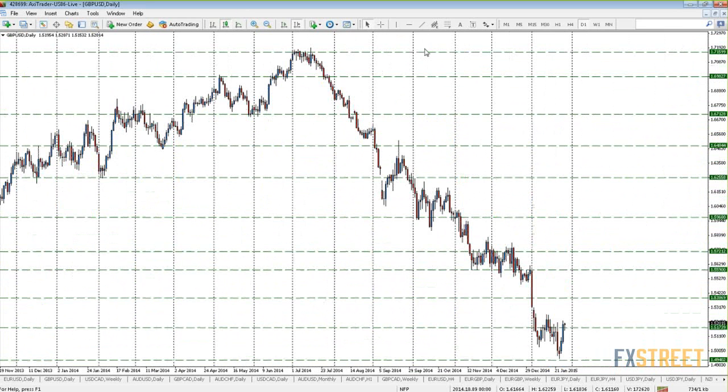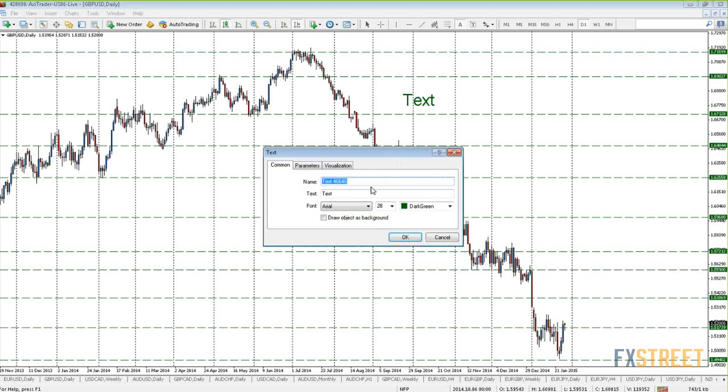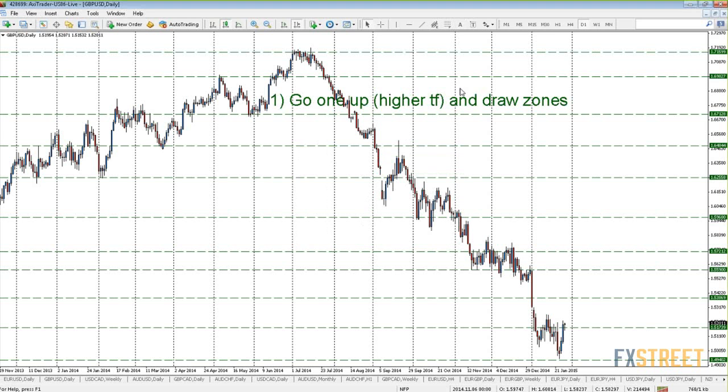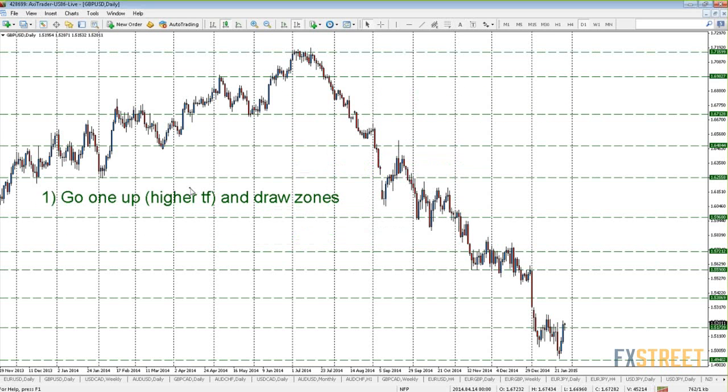Okay? So now the question is, how do I know if the market, when it gets to one of these zones, is going to reverse versus break out? So the number one thing we need to do is go to the higher time frame and draw your zones. That's number one, right? I said I'd give you a checklist, and here is number one. Go one up, to a higher time frame, and draw zones.